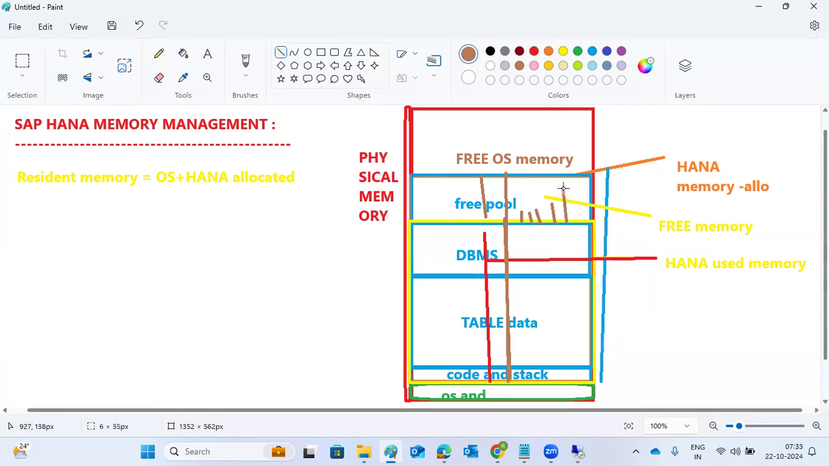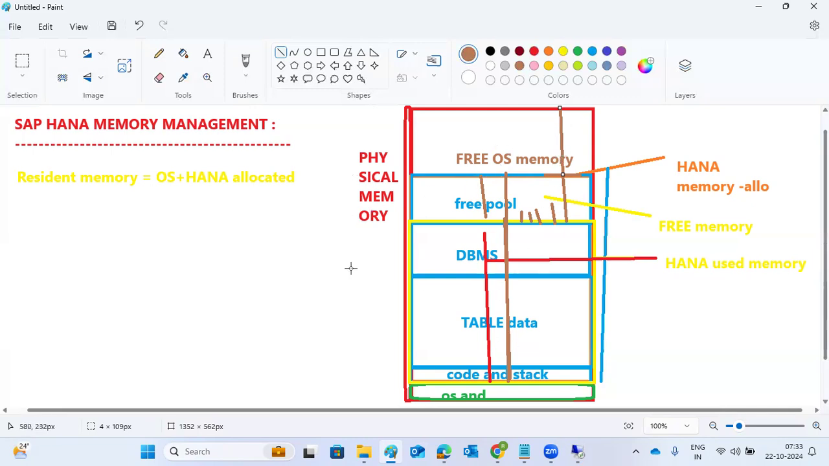So maybe one day, this memory also will be occupied by HANA data. When this is occupied, it will start using the OS level free memory. When the OS level free memory is also over, then HANA will go to a hung status. The HANA system will go to the hung status here. This is how HANA will use the existing memory pool.